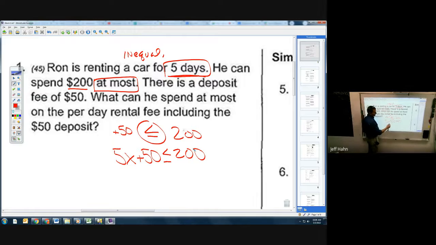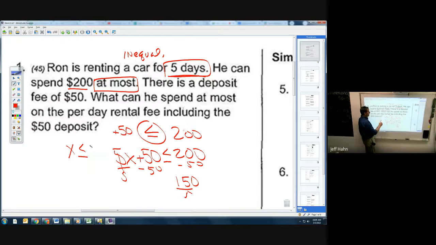So you just solve this like an equation. Subtract 50, subtract 50, you get 150. Divide by 5, divide by 5. So X has to be at the most $30 per day. Which is just X equals $30, because they asked you what the most you can spend was, which would be $30. You guys get on this?